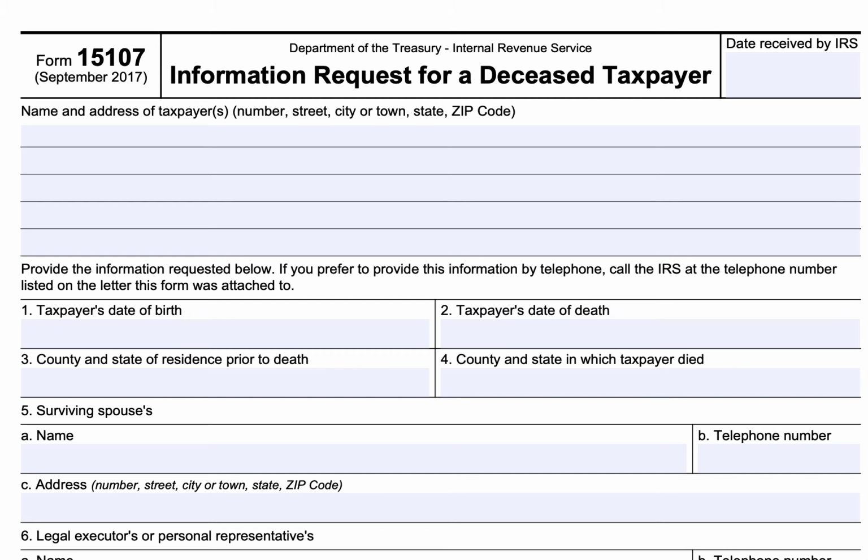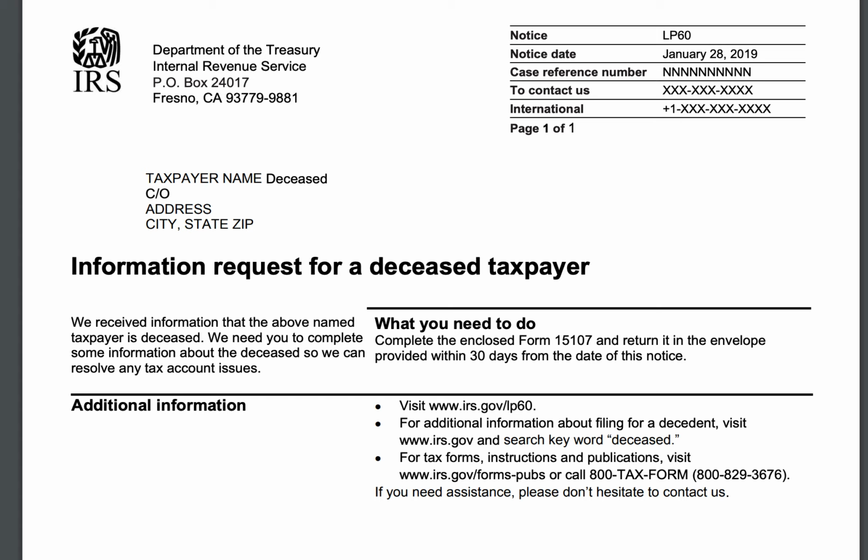Things of that nature. So what they sometimes will do is send a notice known as LP60 to the taxpayer's most recent address. This is what the LP60 notice looks like. And basically, there is a case reference number, and at the bottom of this form, there's a stub that you can detach. So when you fulfill the information request, you can mail it back to the IRS. Their request is within 30 days from the date of this written notice. You can also call the IRS to give them this information.